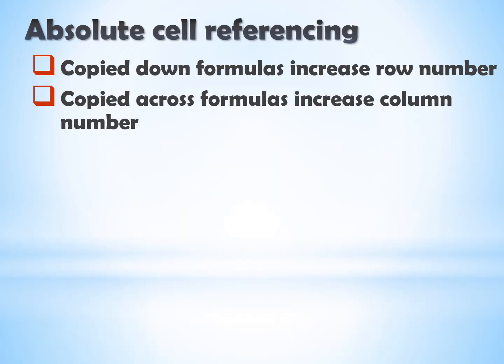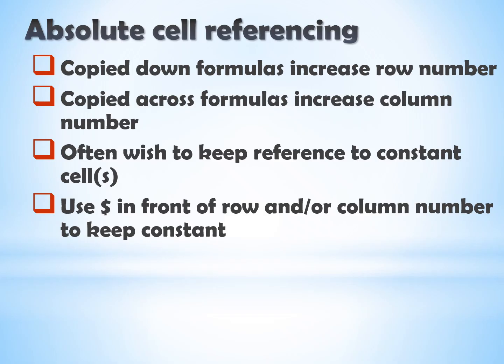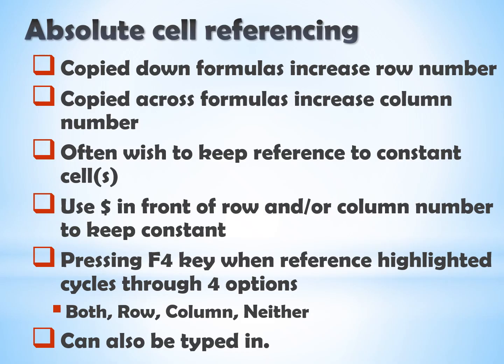Absolute cell referencing. We found that formulas in copied cells down the way increase the row number, while formulas in cells copied across the way increase the column number. Often it is necessary to keep a reference to constant cells. The reference to column or row can be frozen by using the $ in front of the column letter or row number. This can be done by introducing the $ by hand, when necessary, or by pressing the F4 key.